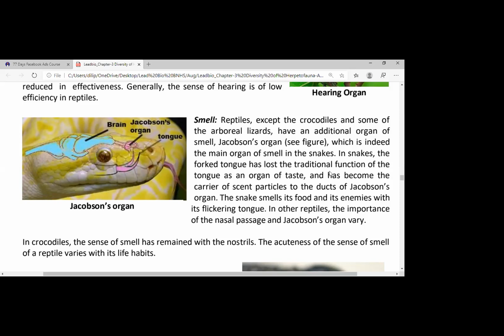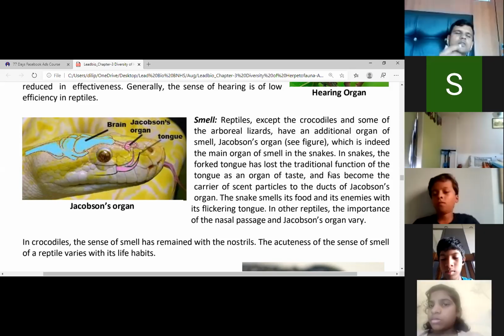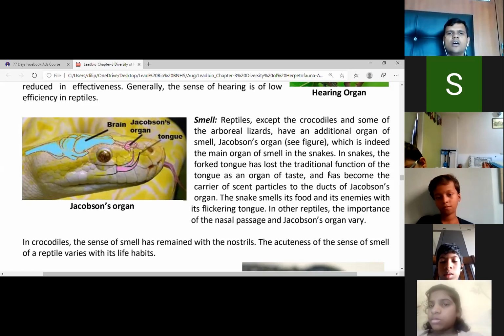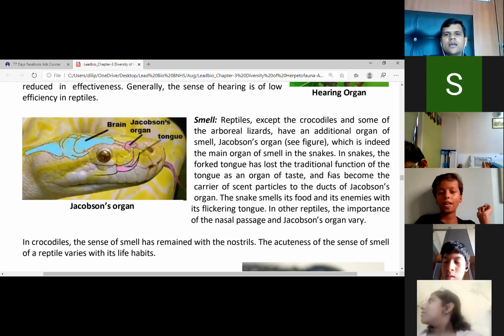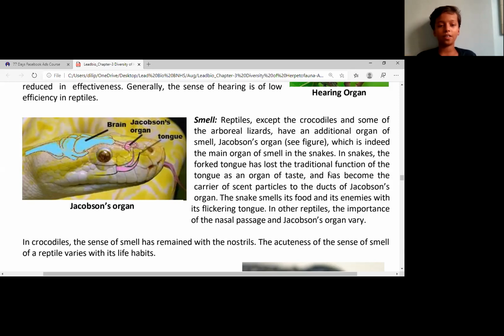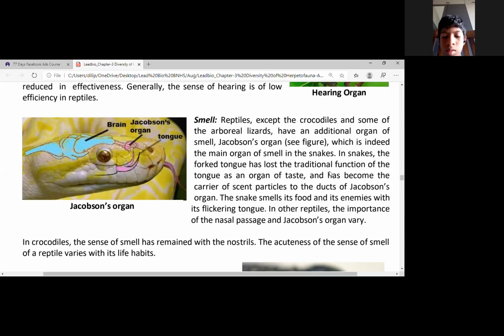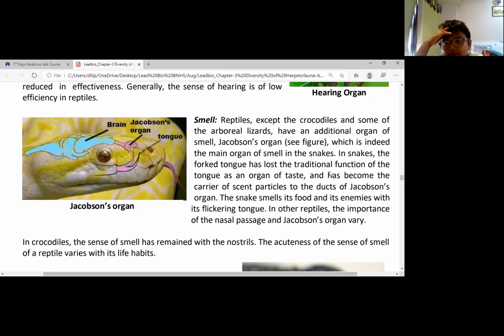Or any idea why does a snake put out its tongue very frequently and wave it? To warn away the predators? No, something else. Why does it have a flickering tongue? Somebody else? Because it helps in biting? Then why does it flicker the tongue? Why does it put out its tongue and flicker every now and then?